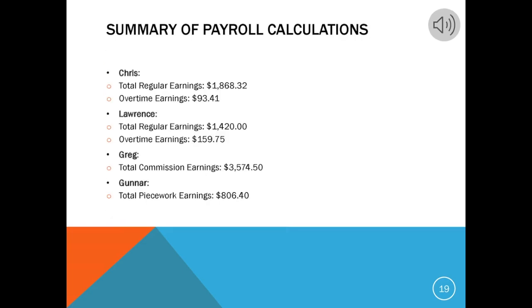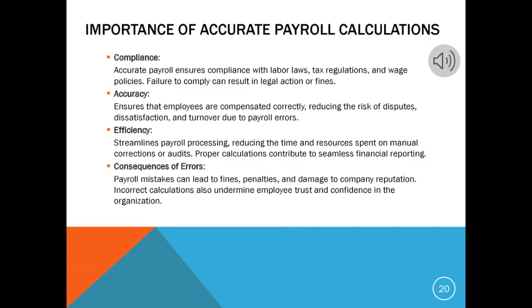And again, a summary of the payroll calculations. We have Chris with total regular earnings of $1,868.32. His overtime earnings again is $93.41. Lawrence, we have a total regular earnings of $1,420. Overtime earnings $159.75. Greg, we have a total commission earnings of $3,574.50. And for Gunner, we have total piecework earnings $806.40.